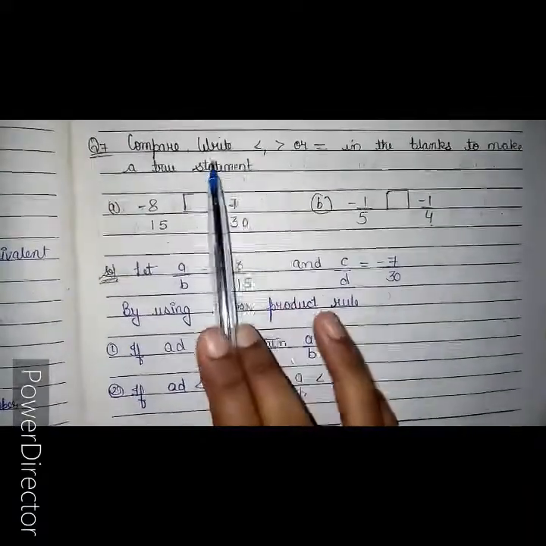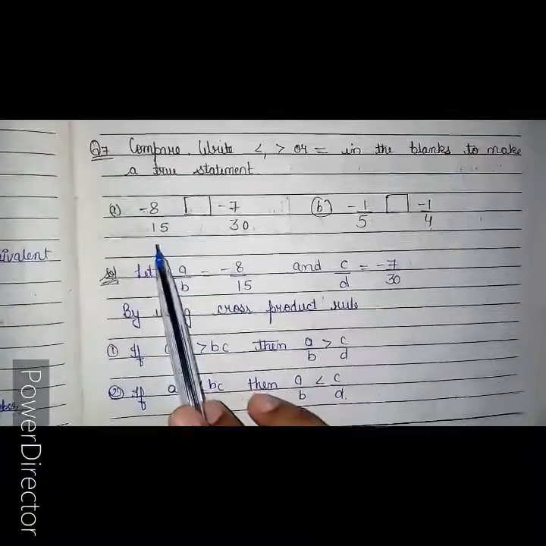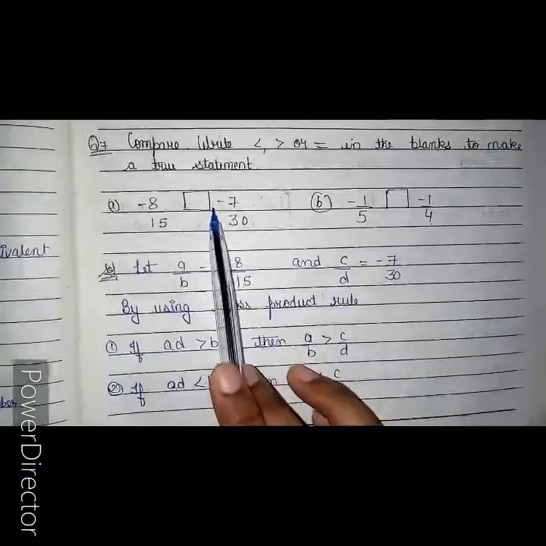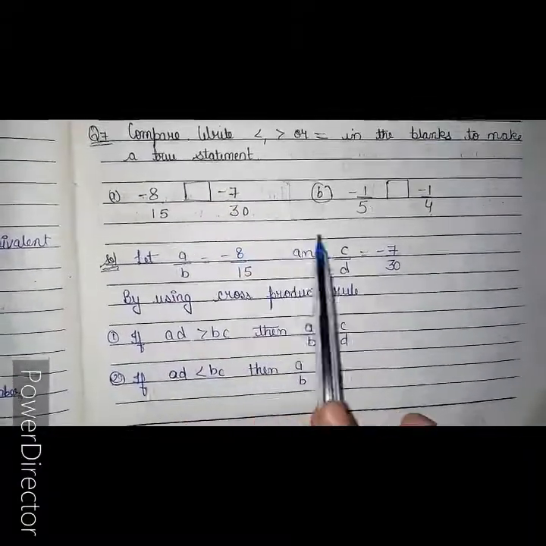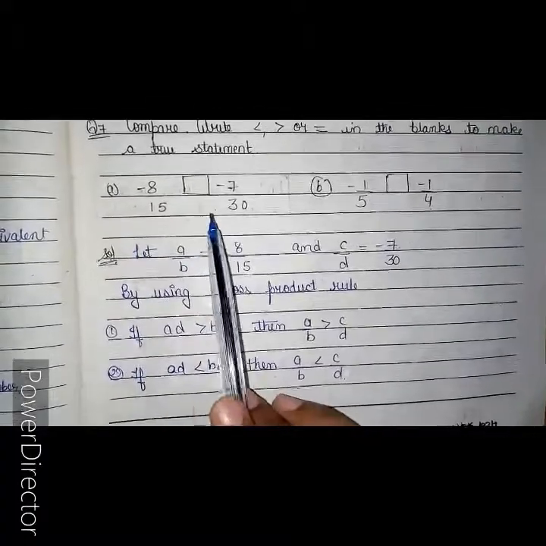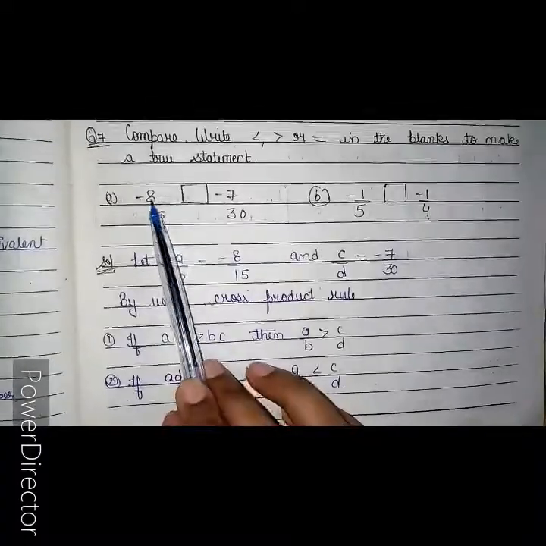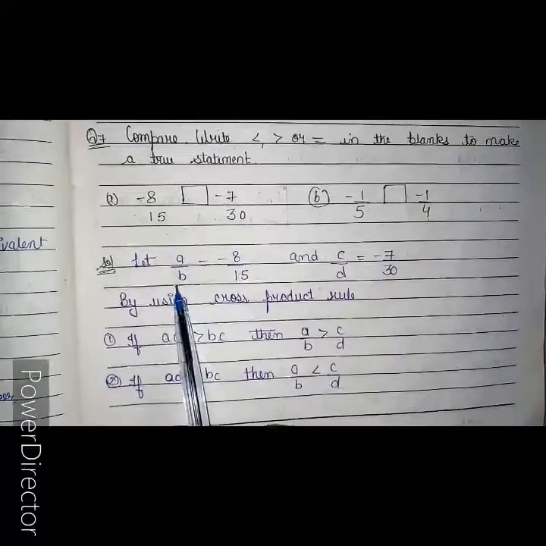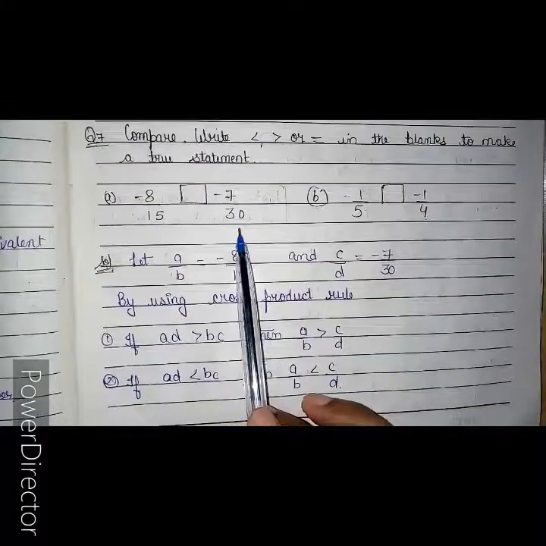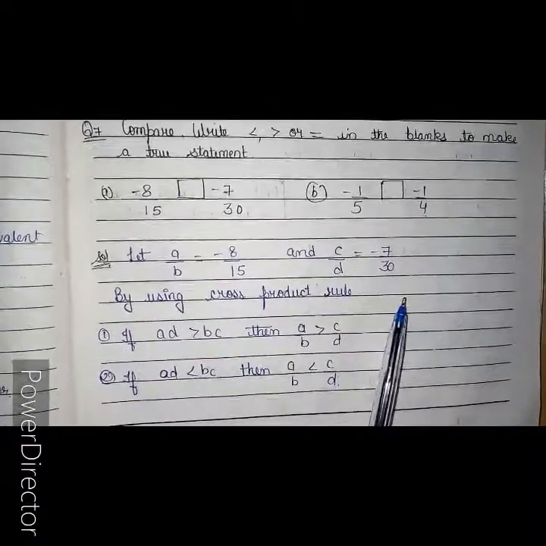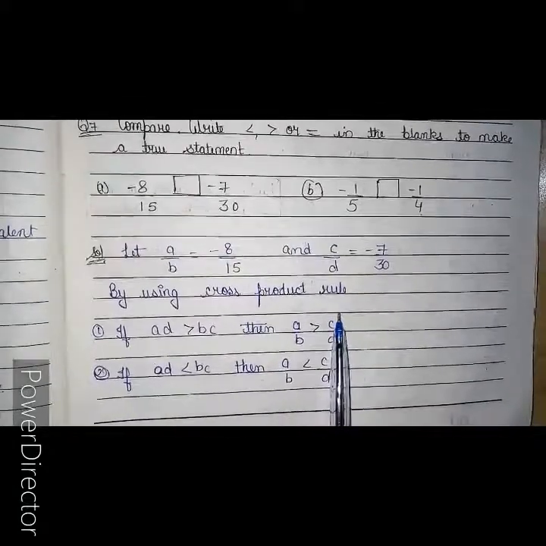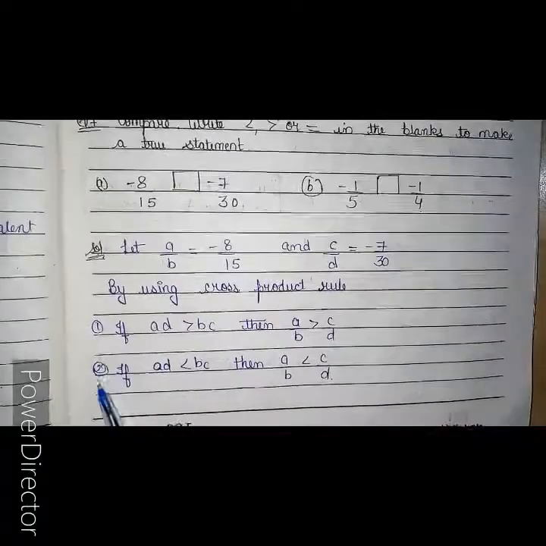Question 7. Compare and write greater, smaller or equal in the blanks to make a true statement. First is minus 8 upon 15 and the second rational number is minus 7 upon 30. Now to check which rational number is greater, first we let minus 8 upon 15 equal A upon B and minus 7 upon 30 equal C upon D. To check which rational number is greater, there is a rule which we call the cross product rule. There are two cases.